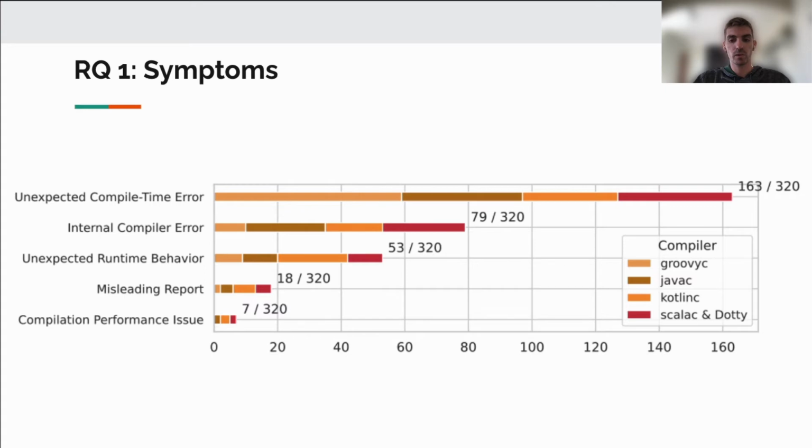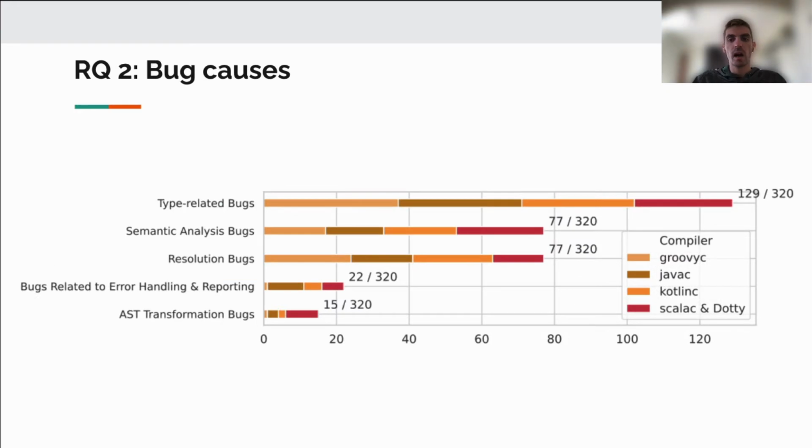For all patterns, we observed similar trends across all compilers. The only exception is the Kotlin compiler, where unexpected runtime behavior is the second most common symptom due to the missing of well-formed checks in the compiler's implementation. Our next research question is, what are the categories into which we can group typing-related bugs based on their root cause?